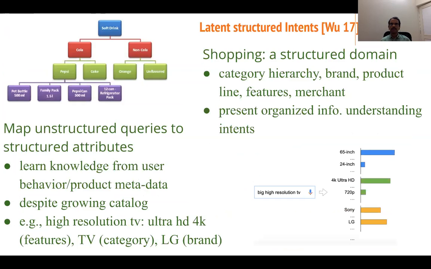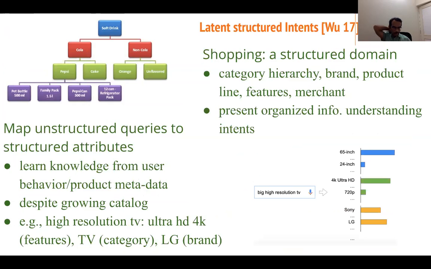But shopping is a structured domain. There's a category hierarchy, brand, product line, features, and merchant. The organized information is presented for understanding intents. Thus, shopping is a predefined space with attributes. The search goal is to find items with the right categories, thus alleviating users from the need to select checkboxes to specify intent.